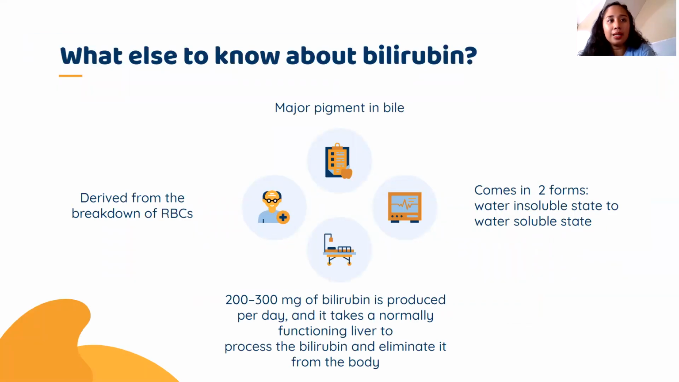Okay, so yeah, class. Your bilirubin was derived from the breakdown of red blood cells, specifically the hemoglobin in your red blood cells. It's a major pigment in bile. So what color is bile? It's somewhat greenish, right? Dark green. And it's due to bilirubin. Your body makes 200 to 300 milligrams of bilirubin per day. So it takes a normally functioning liver to excrete and eliminate bilirubin from the body.